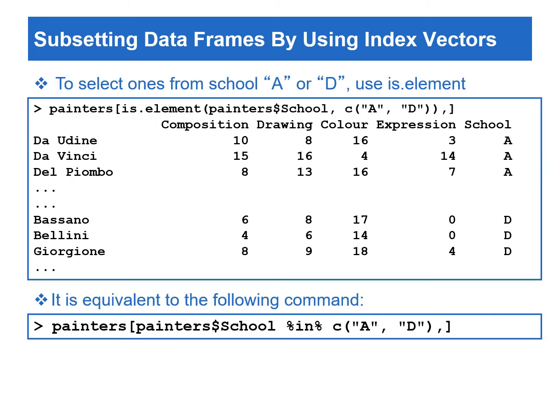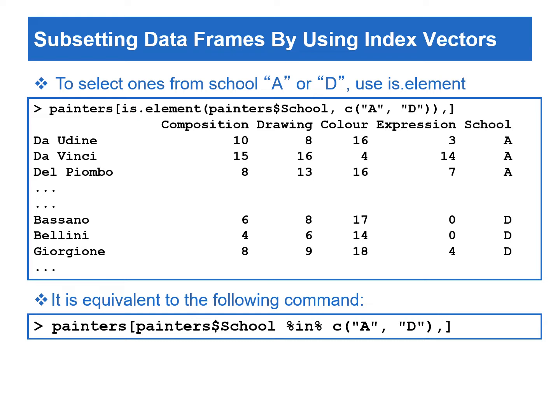This example shows how to select observations with school variable equaling A or D. The logical index vector is created by using the is.element function. Instead of using the is.element function, we can also use the %in% operator. The first argument of the is.element function is the school variable, with a length equaling 54. The second argument is a character vector that contains values of A and D.